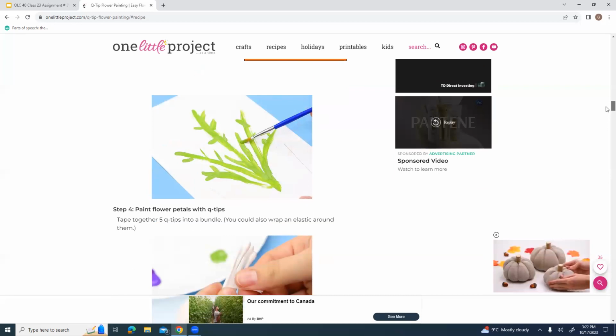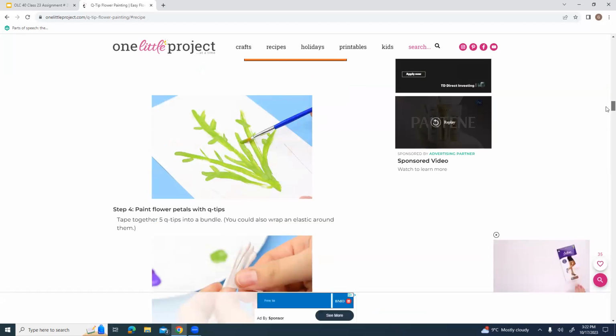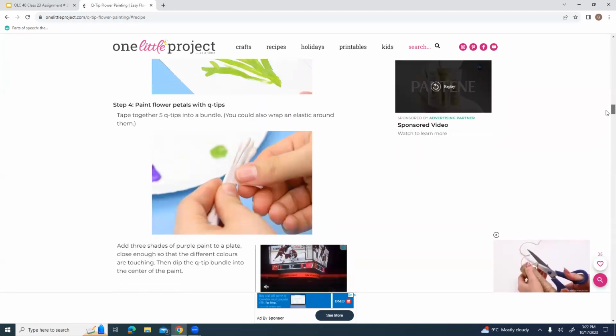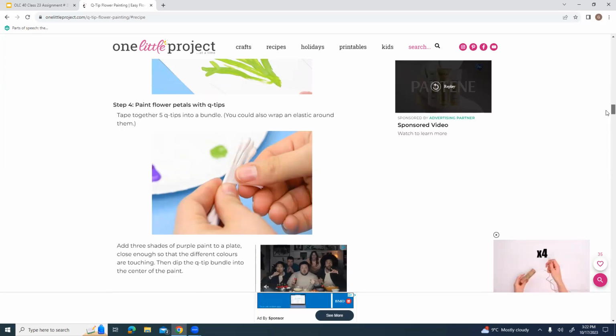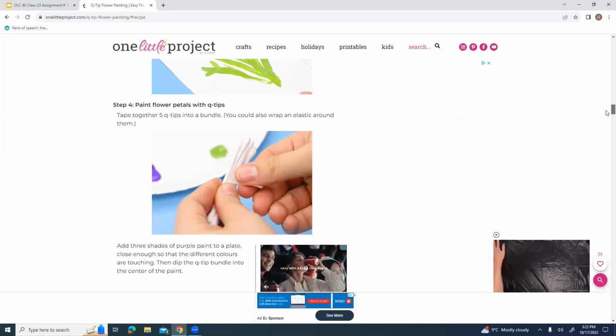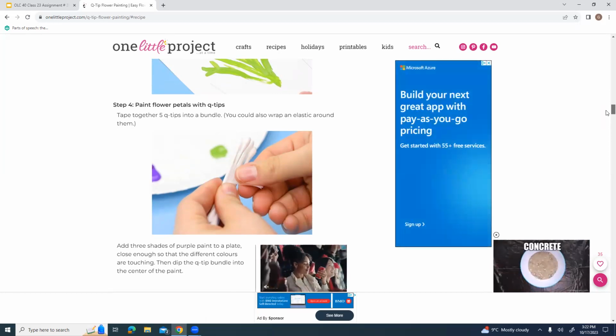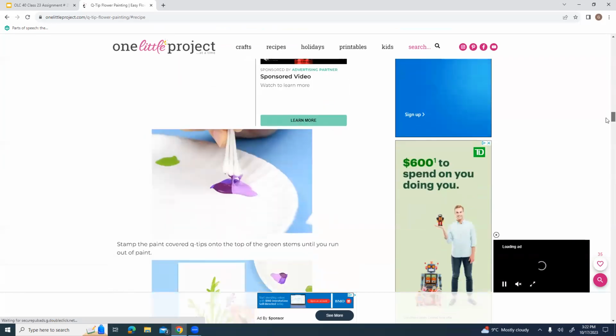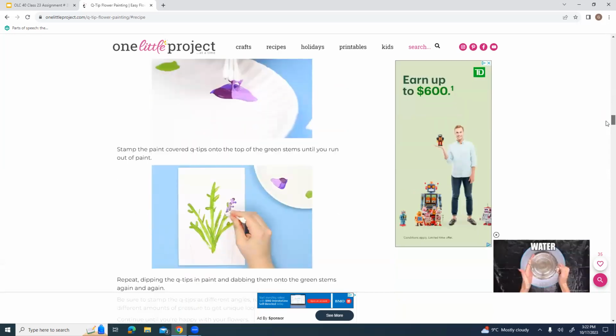Paint flower petals with Q-tips. Tape together 5 Q-tips into a bundle. You could also wrap an elastic around them. And they show you that. Add 3 shades of purple paint to a plate, close enough so that the different colors are touching. Then dip the Q-tip bundle into the center of the paint. And here you can see they've done it. Stamp the paint-covered Q-tips onto the top of the green stems until you run out of paint.